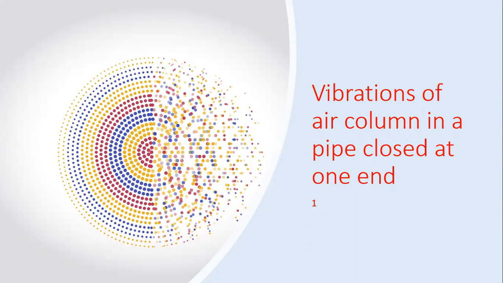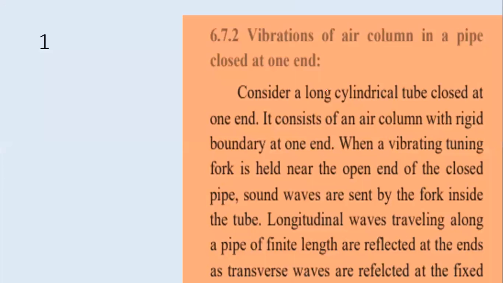Hello students, today we have to see the next point, vibrations of air column in a pipe closed at one end. Consider a long cylindrical tube or a pipe closed at one end, just like this. This is a long cylindrical pipe closed at one end. It consists of an air column with a rigid boundary at one end. This tube consists of such an air column.